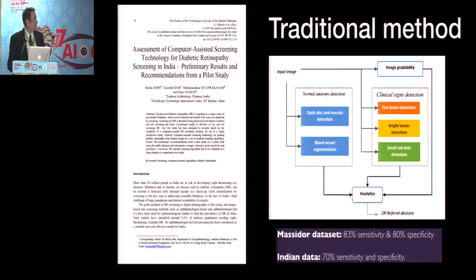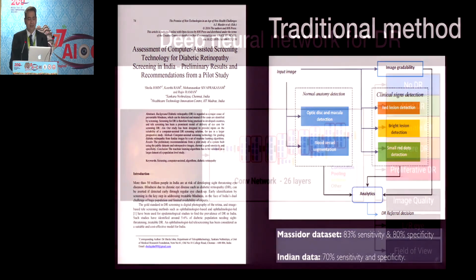This was our initial work with the Indian Institute of Technology in Chennai, where we tried using feature-based learning, and on some public data set the sensitivity and specificity were low. Now WHO has defined that to use any test for screening, it should have a minimum sensitivity and specificity of more than 80%. So definitely this was not fitting into it.